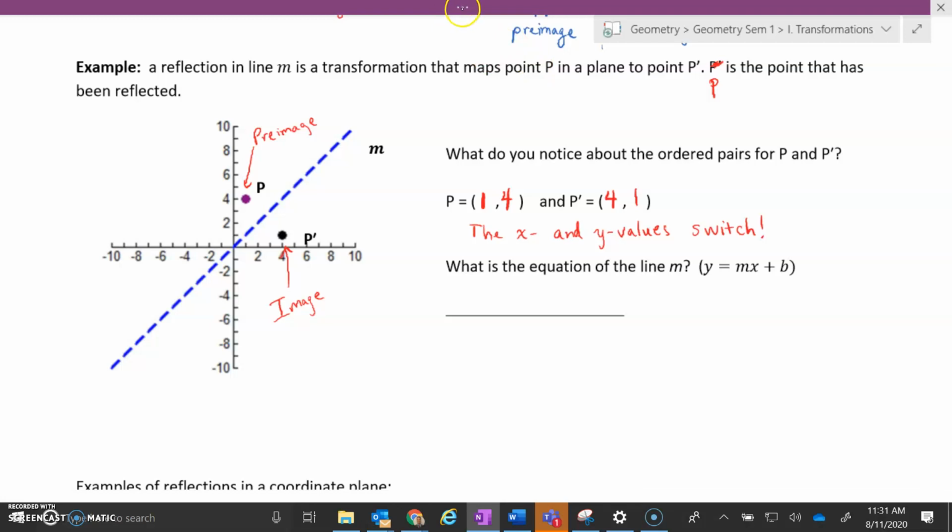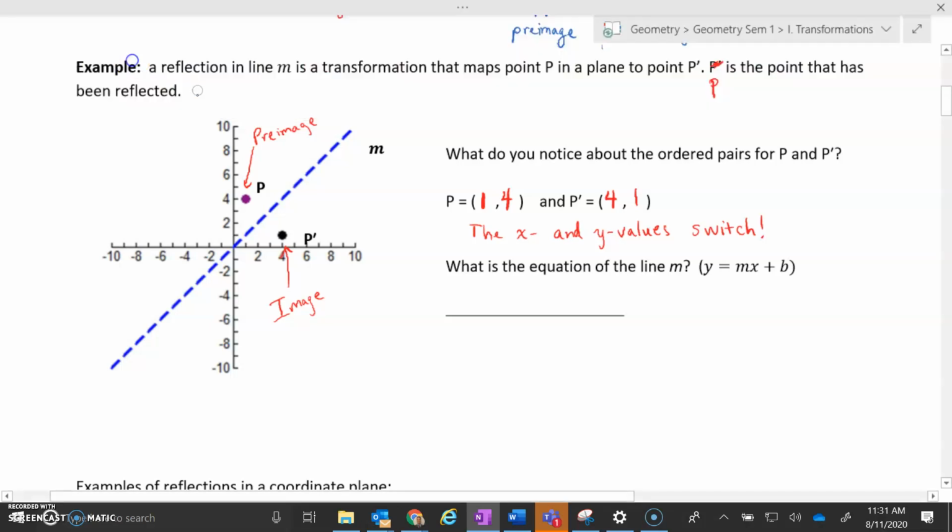So let's talk about the equation of that blue dashed line. Well, what is the intercept of that blue dashed line? In other words, where does it hit the y-axis? Don't be shy. Where does it hit? At the origin, right? At x equals 0, y equals 0. So this b is equal to 0.